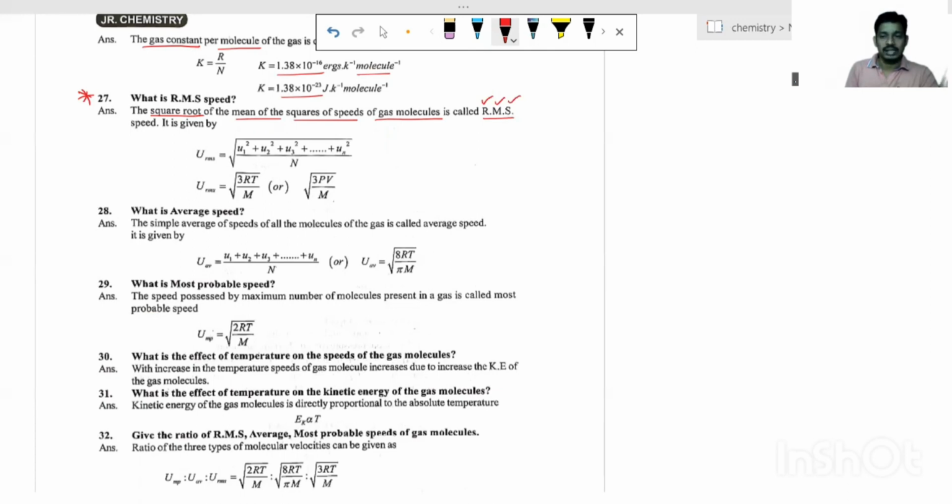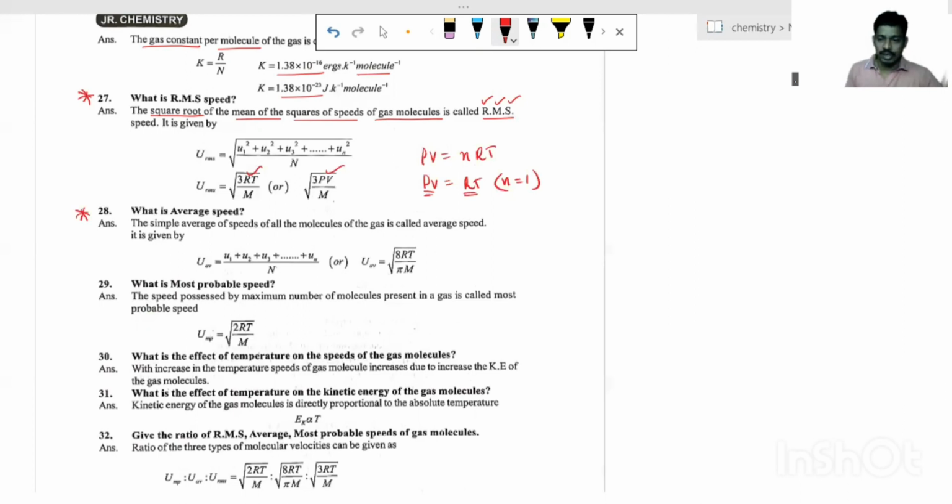Or you can also write this expression as u_rms is equal to the square root of 3RT by M. In place of RT, we can also write PV, because from the ideal gas equation, PV is equal to nRT. For 1 mole of gas, n is equal to 1, so PV is equal to RT. So wherever RT is there, in place of that we can write PV. So in any way you can represent RMS velocity.